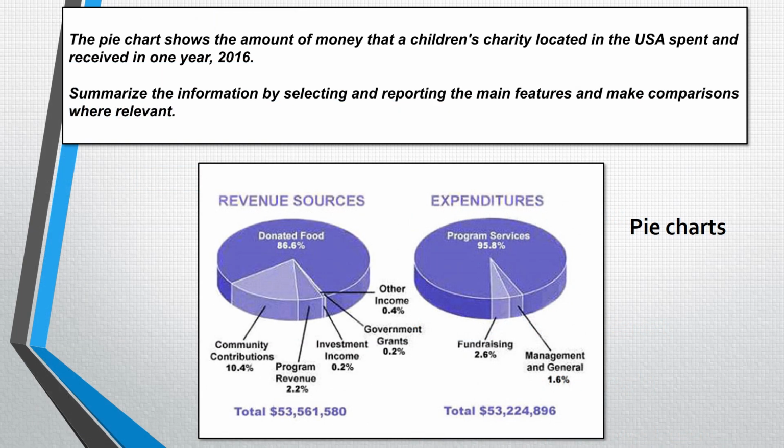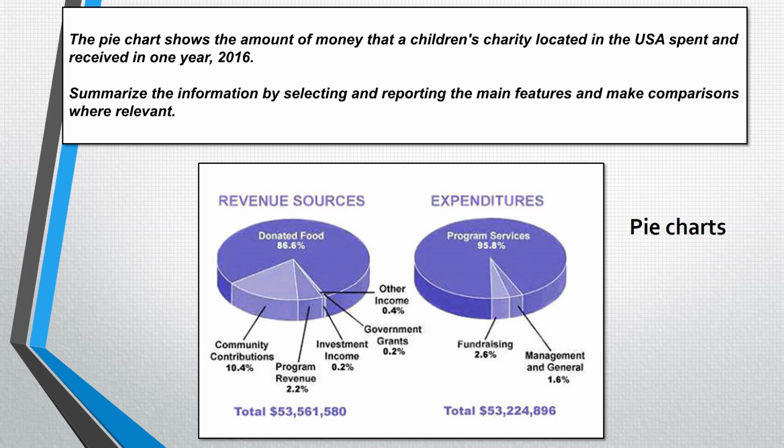Here is our second example. This time we're looking at a pie chart. Our opening statement says, the pie chart shows the amount of money that a children's charity located in the USA spent and received in 1 year, 2016. And again, we've got the same instruction sentence. Summarize the information by selecting and reporting the main features and make comparisons where relevant.